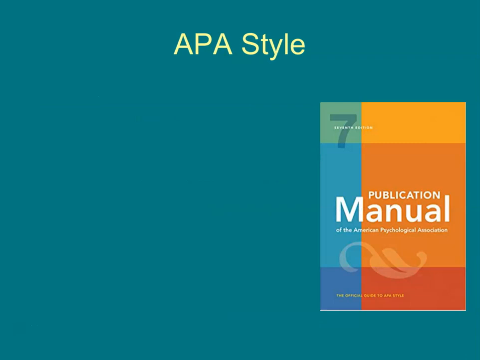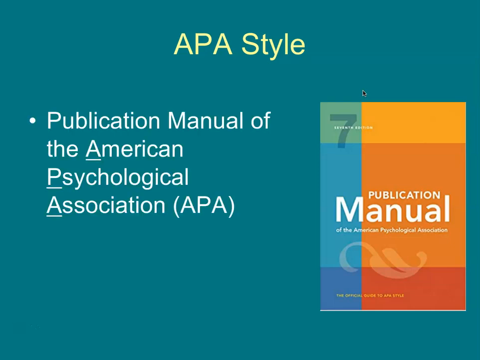In psychology, we use something called APA style, and it is based on this Publication Manual of the American Psychological Association. It is currently, you'll see here, in the 7th edition. This is its most recent edition. They put a new edition out about maybe every 10 years or so. And so the A, P, A, the A comes from American, the P from psychological, and the other A from association. And so that's APA style.